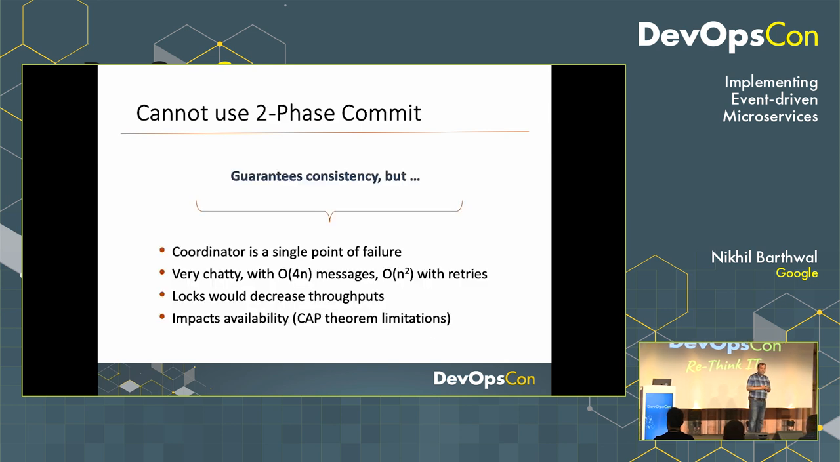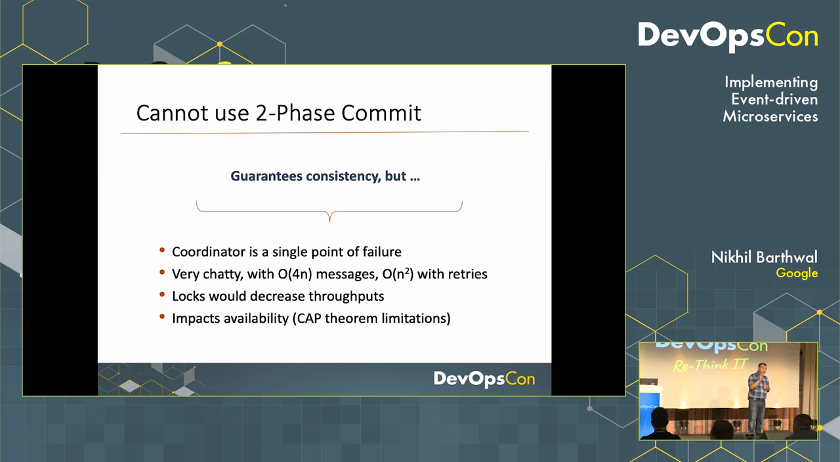There are ways of handling it using two-phase commits, but two-phase commits aren't really a very practical way. There are a bunch of problems, like I mentioned: the coordinator is a single point of failure. It's very chatty, it uses locks, and so on. It's not really a scalable one. And last, but not the least, it does impact availability.